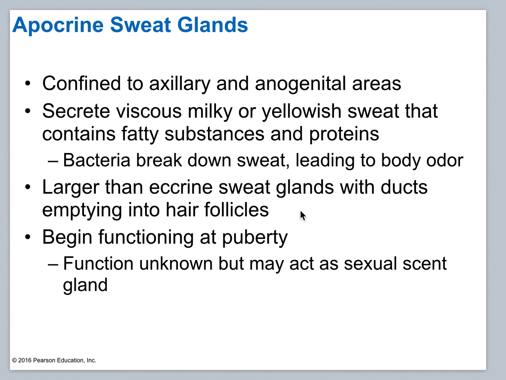Apocrine sweat glands are a different type of sweat gland. These are confined to the axillary region, which is the armpit region, and the anal genital region, the areas around the anus and the genitals. This is a milky or yellow sweat that contains fatty substances and proteins. Bacteria break down the sweat and it leads to body odor. These are larger than eccrine sweat glands, and the ducts of these glands empty into hair follicles.